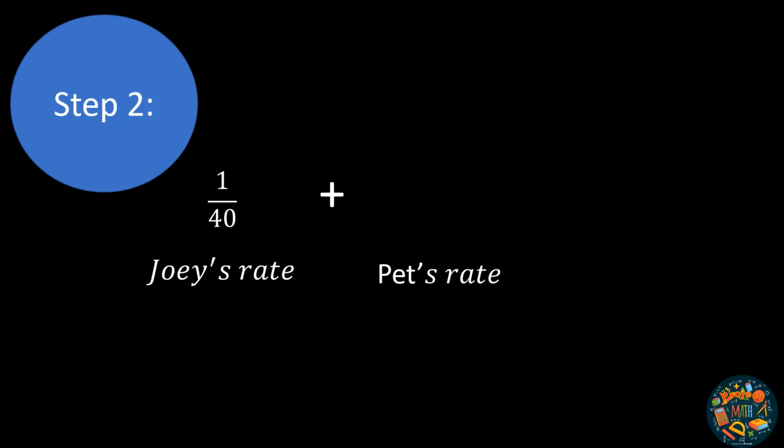So step number 2, we are now going to write the equation. Joey's rate is 1 over 40. When we say together, it represents addition. Pet's rate is 1 over 60, and the rate together is 1 over x. So our equation is 1 over 40 plus 1 over 60 equals 1 over x.